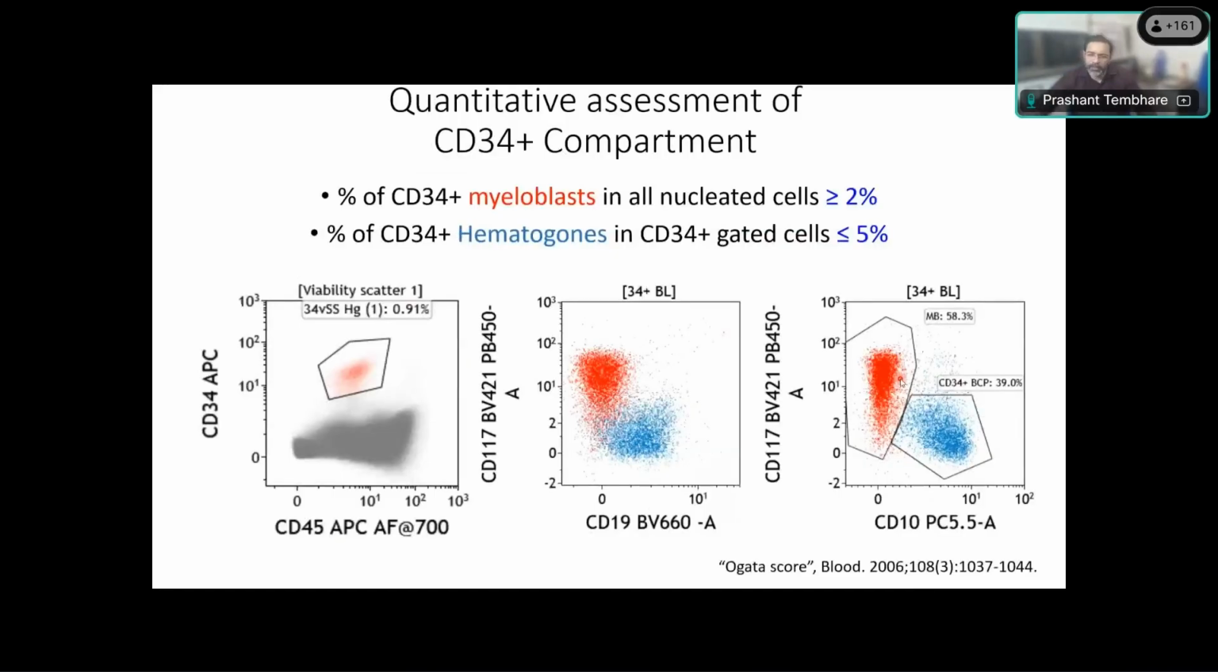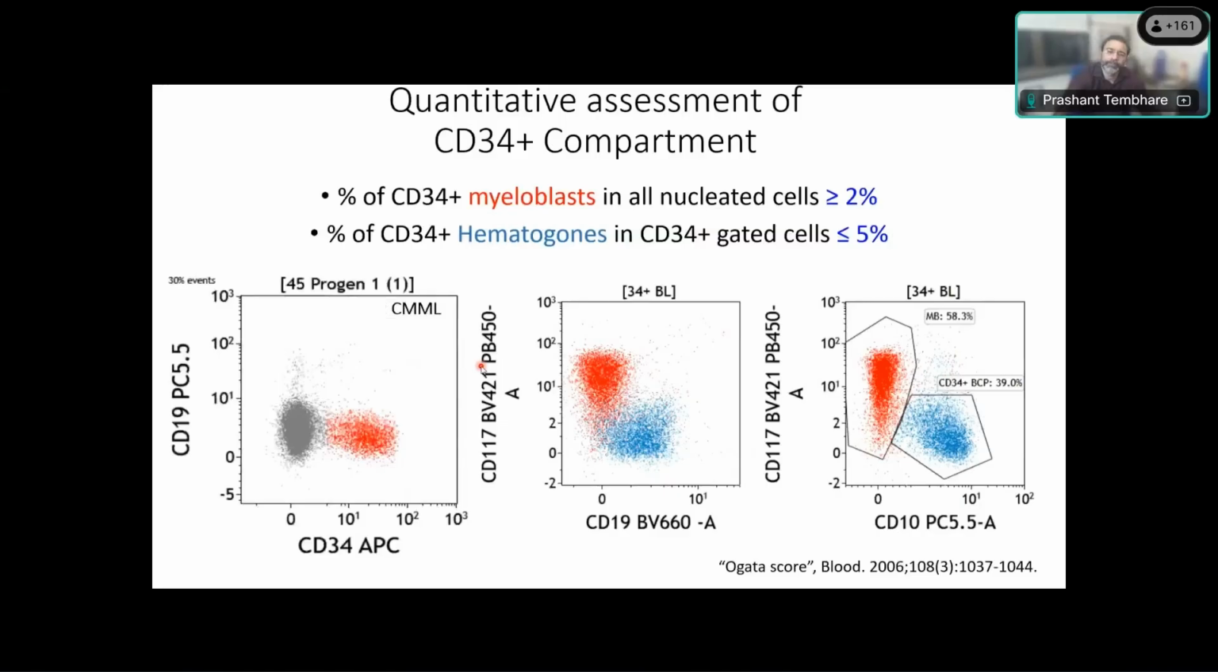I just mentioned you have to look at the precursor compartment of hematogones. So if you have hematogones less than 5% in the stem cell compartment, that is the CD34 positive compartment, it is also called abnormal. Like in this case, you do not have CD19 positive precursors.